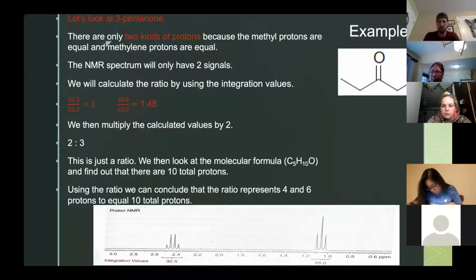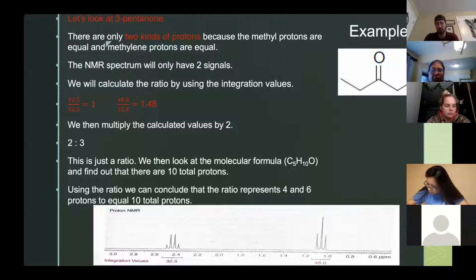So you have a 60 megahertz machine, and then you can have 200 or 300 megahertz and so on. So I don't know if I'm answering your question. The resolution will be better, but where the peak falls for a particular type of hydrogen is not going to change. Does that answer your question?